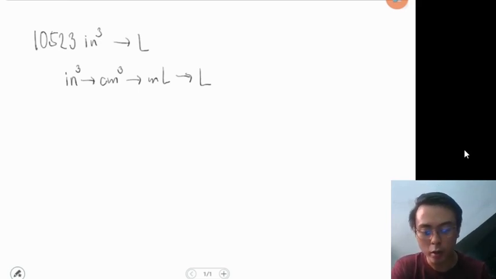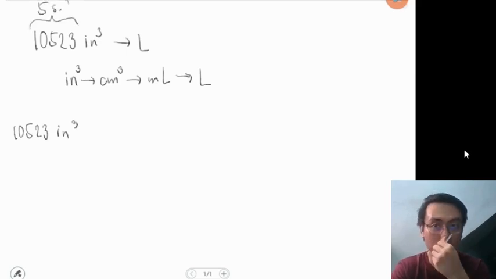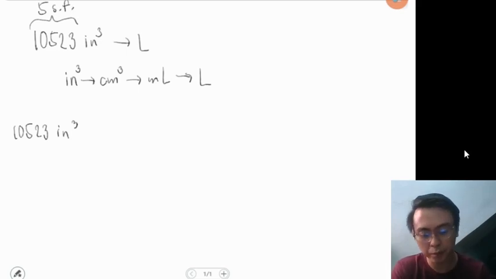We start with 10,523 cubic inches, which, by the way, contains 5 significant figures. So we expect to also have 5 significant figures in the final answer.